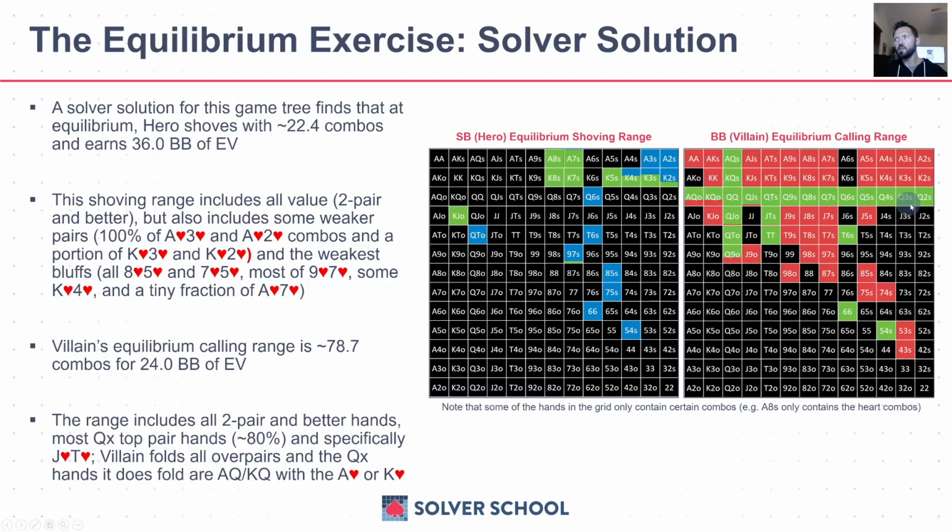Villain's calling with most of the Queen X hands, but you'll notice that the Queen X hands it does fold are Ace Queen and King Queen, specifically if the hand contains the Ace of Hearts, because as we've mentioned, those are the cards that are also going to be blocking bluffs in our opponent's range. And then finally, it's also calling exactly Jack 10 of hearts too. So an interesting calling range here for Villain. It's calling Jack 10 of hearts while folding aces and kings. You can kind of see the blocker effect here in what we find at the equilibrium.